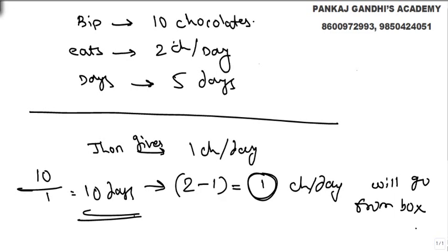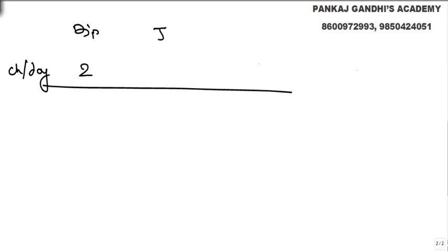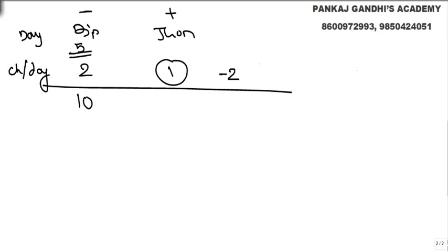Simply what was given. What all was given was, if Bipasha eats 2 chocolates per day, John gives her 1 chocolate per day. Now, in the beginning, she is having 10 chocolates. So, if John does not give her, she will eat the whole box in 5 days. She eats 2 chocolates per day, John gives her 1 chocolate per day. So, simply we can call it as, she eats 2, John gives 1, means from the box, 2 chocolates go per day, 1 chocolate comes inside the box per day. So from the box, 1 chocolate gets out per day. So in how many days the box will be over? The number of days will be what? 10 days.